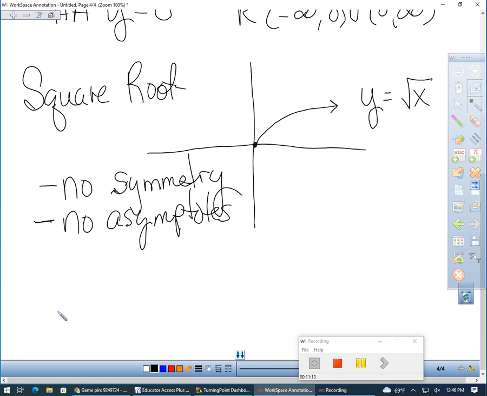All right, but its domain. Tell me about its domain. Looking at that picture, what's the smallest x value we can have? 0. That's going to be a bracket, 0 to infinity. How about the range? What's the smallest y value we can have? 0. Very good. To infinity.